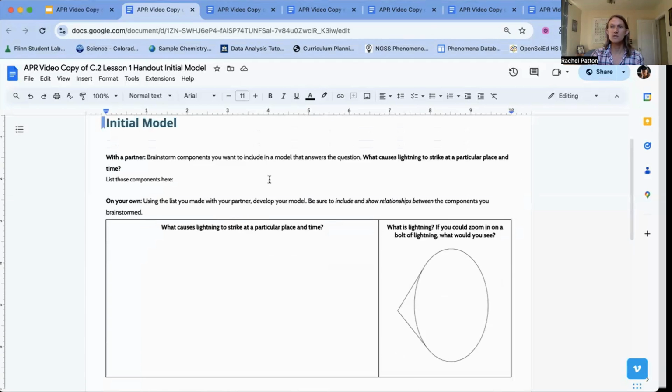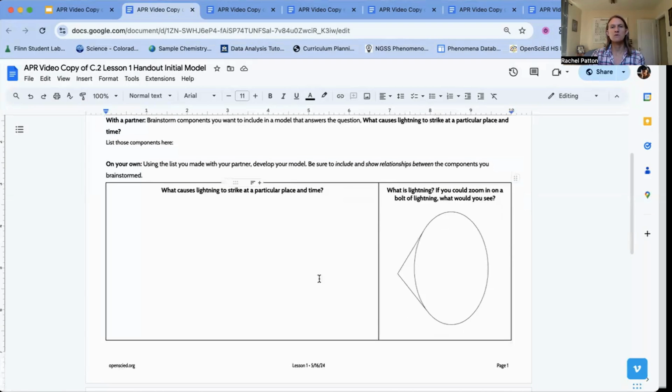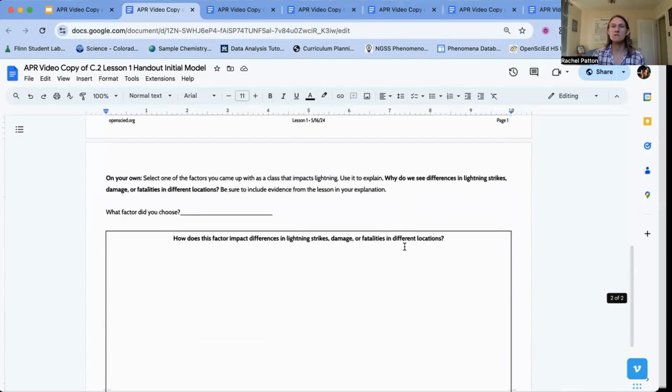So you'll list the components that you brainstormed. And then here is where you're going to create your model to answer the question, what causes lightning to strike at a particular place and time? And then here you want to include a zoom in of the lightning. So if we could zoom way, way, way in on a bolt of lightning, what would we see? And then there's also a second page.